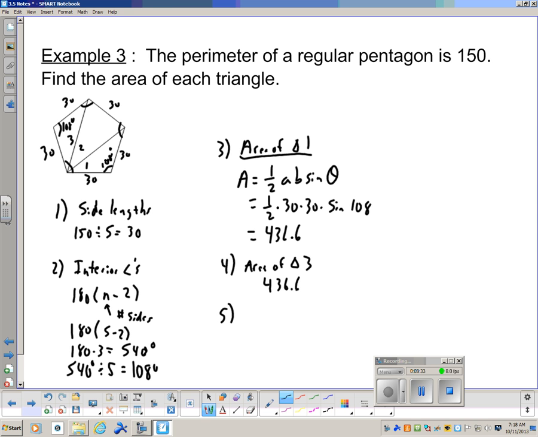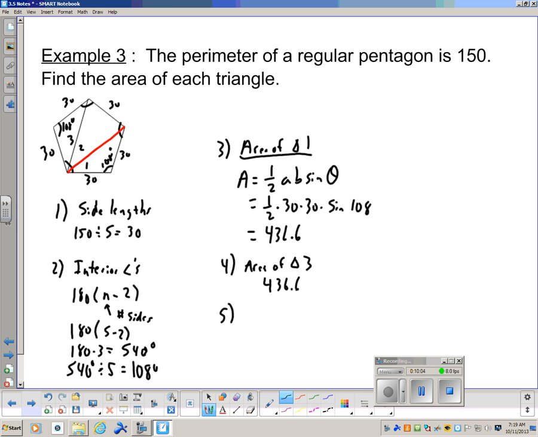So now to figure out the area of triangle 2, if we had that, we'd have the area of all our triangles there. So for the area of triangle 2, we need some more information. So I'm going to go ahead and find this side length. I'm going to mark it here in red. I want to find that side length. To be able to do that, I'm going to use my law of cosines, because I need some more values over there.